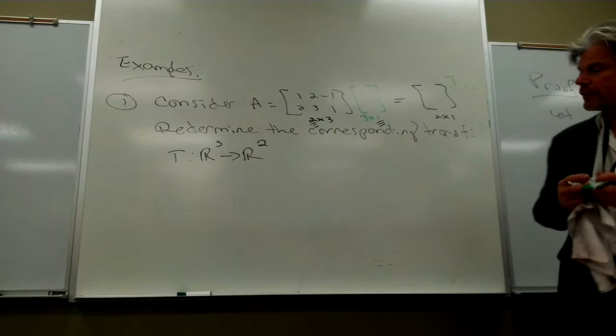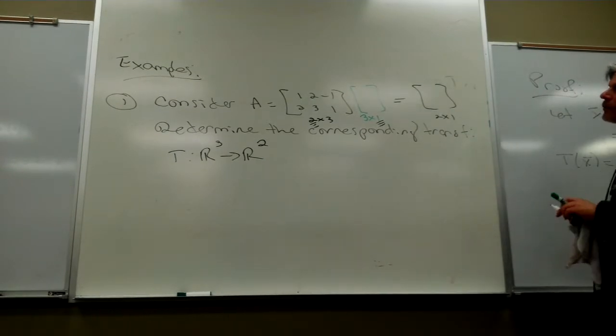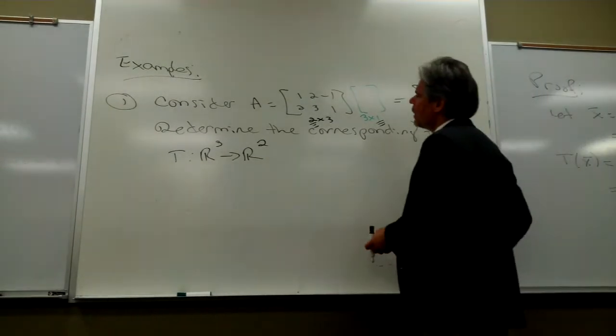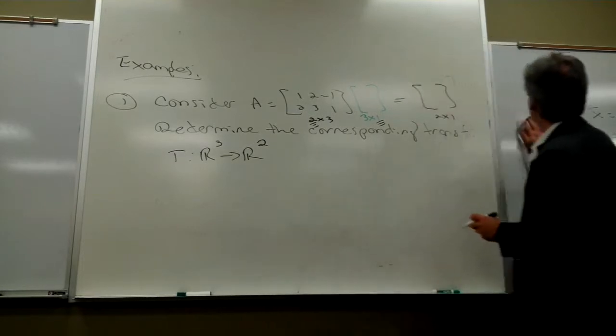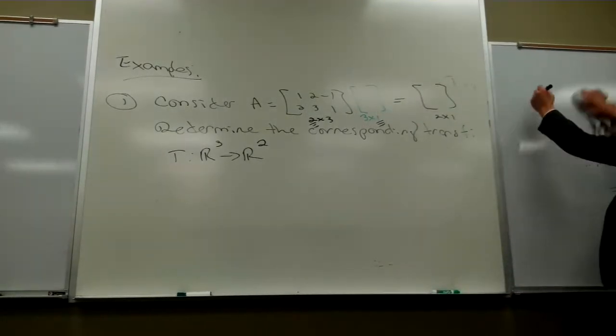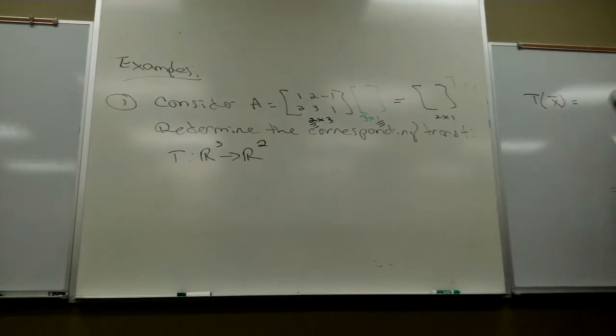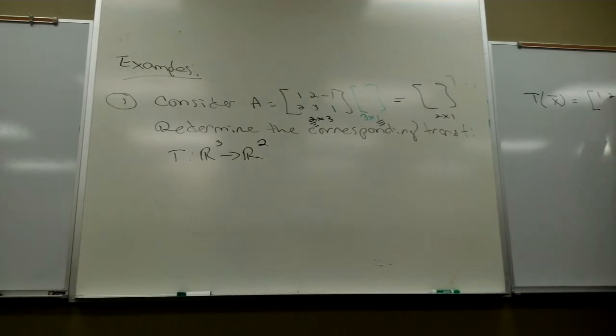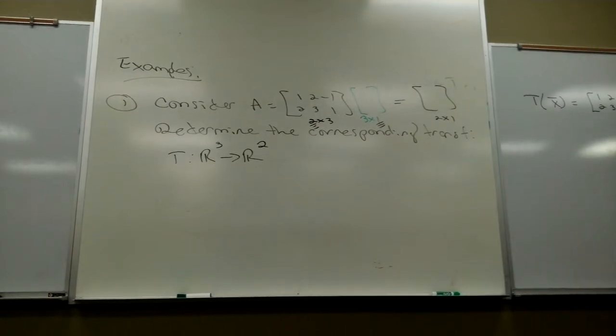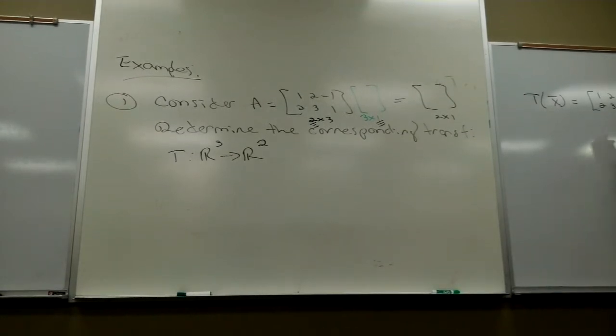So let's give it a shot. To find out what this transformation is, I will simply take T evaluated at an arbitrary vector x bar, which by the way is going to give me a product of this matrix right here, 1, 2, -1, 2, 3, 1, times correspondingly a column matrix which has entries x1, x2, x3. After all, I chose an arbitrary vector x bar in R3.